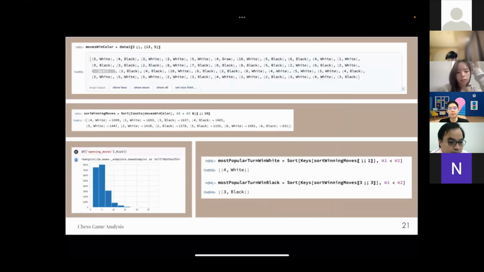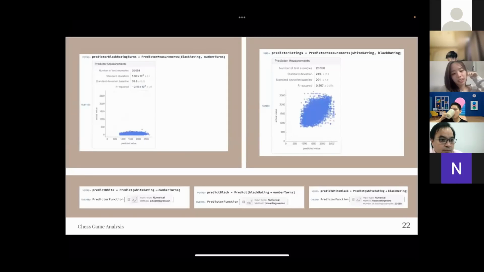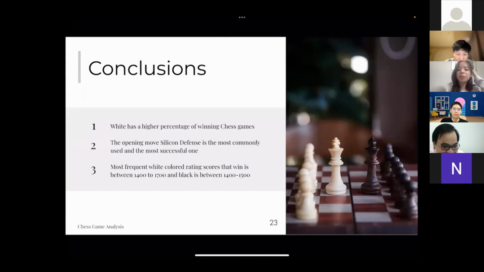And lastly, for the number of opening moves and winning colors, the most common opening moves are 4 for white and 3 for black. And this is some attempt at measuring the predictors. So the key important findings are that the white player has a higher percentage of winning chess games.